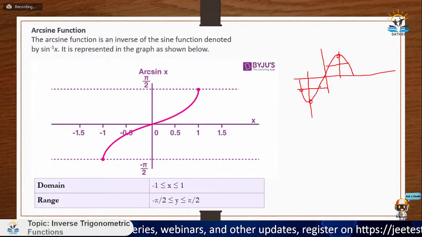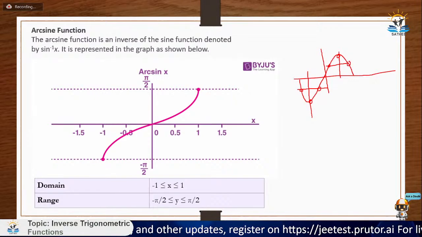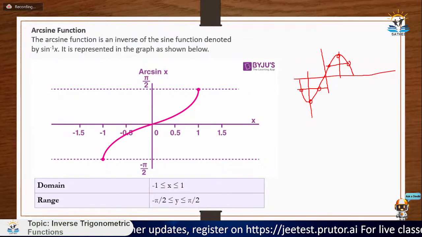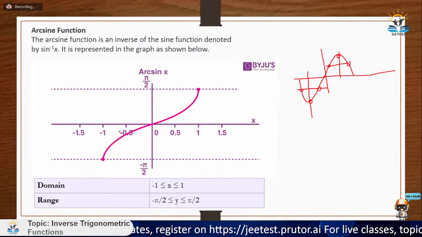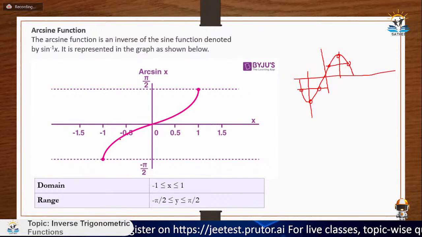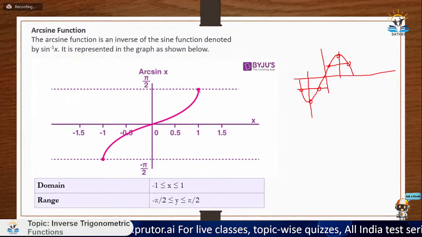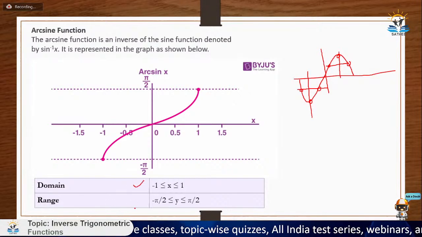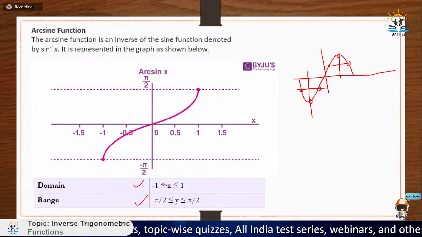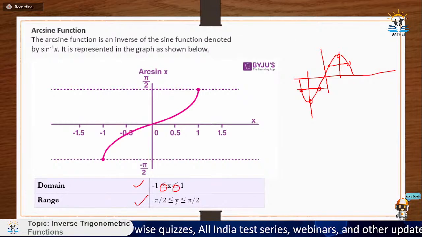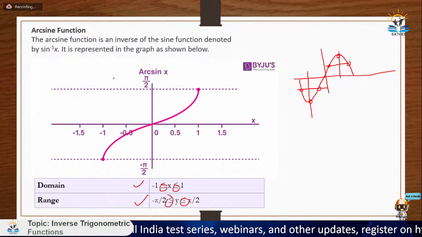See, here and here values are repeating, and similarly here and here. I don't want the values to be repeated, because an inverse function is defined only when my function is one-one and onto. That's why my arc sine function is defined only from minus pi by 2 to pi by 2. Its graph is something like this, where the domain is from -1 to 1, because sine of pi by 2 is 1 and sine of minus pi by 2 is -1. Its range is minus pi by 2 to pi by 2, both included. This is very important; you have to include both. So this is my arc sine function.